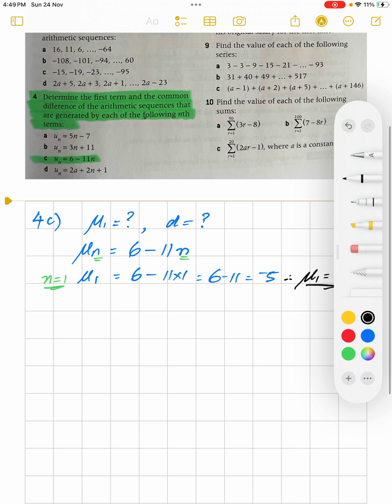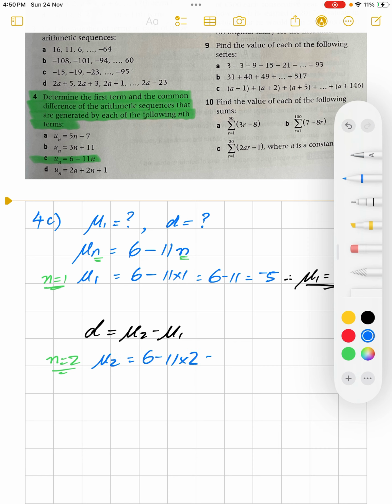Now let's get our common difference. And there is a formula for common difference. It is the second term minus the first term, or there are other ways to do it. Let's just do it by finding the second term firstly, then I'll show you another way. So if we get the second term, we'll put a 2 in for n. So the second term is 6 minus 11 times 2. So it's 6 minus 22. So that is negative 16?